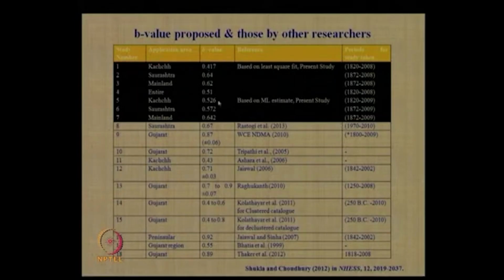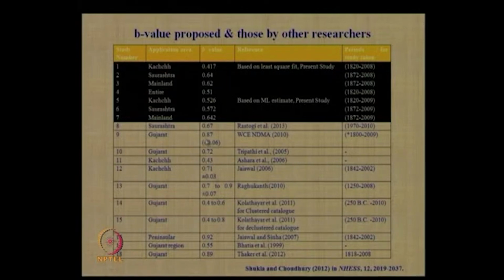Now, if we compare our B value results with the results of other researchers who have calculated for the same Gujarat region, as I have already mentioned, the Rastogi et al. 2013 value for the Saurashtra region matches very well with our study, whereas the WCE NDMA report of 2010 gives a value for entire Gujarat. Remember, this value is given for entire Gujarat; they have not subdivided Gujarat into different seismic zones, which is what should have been done, as I have already explained.